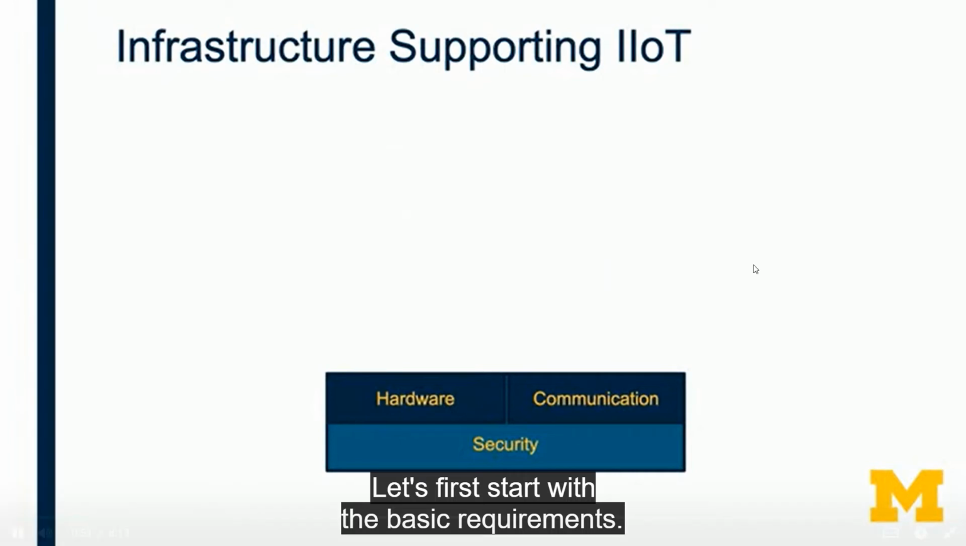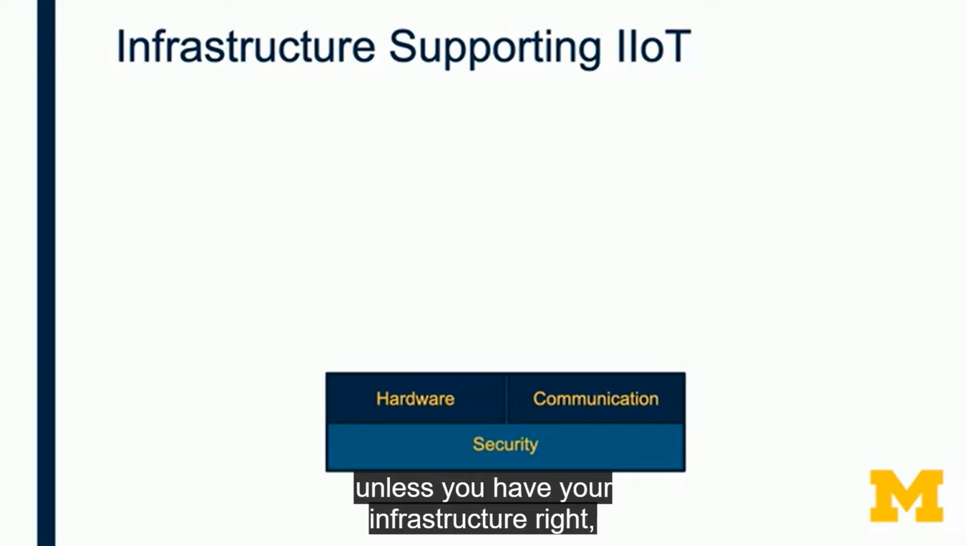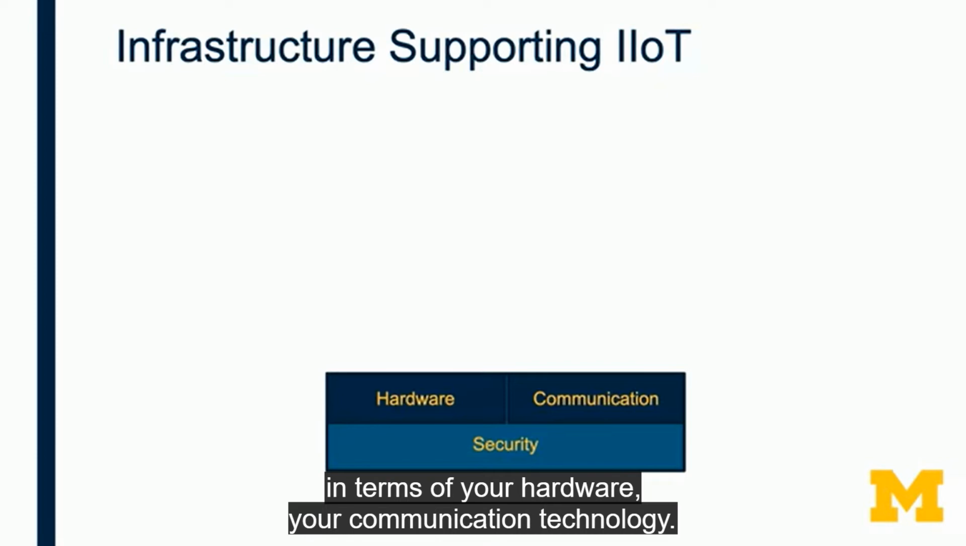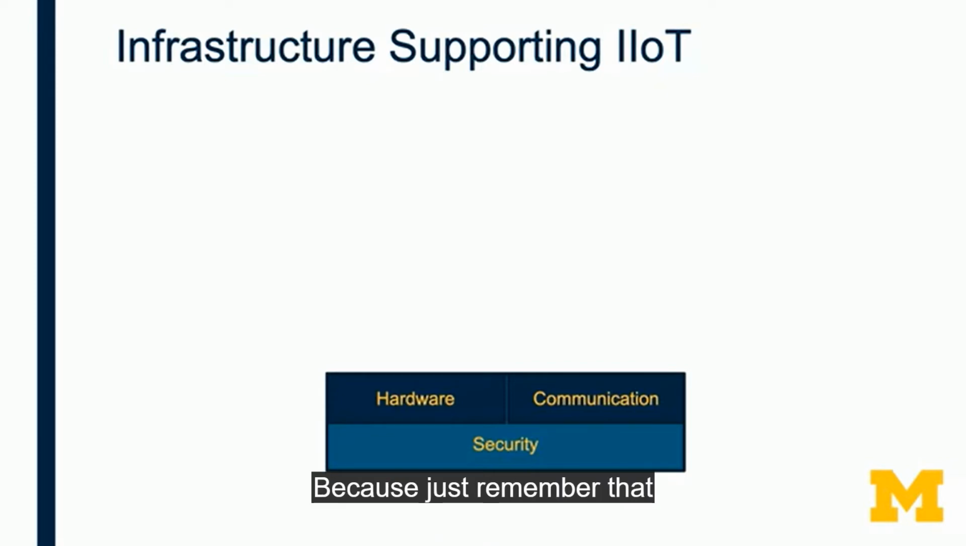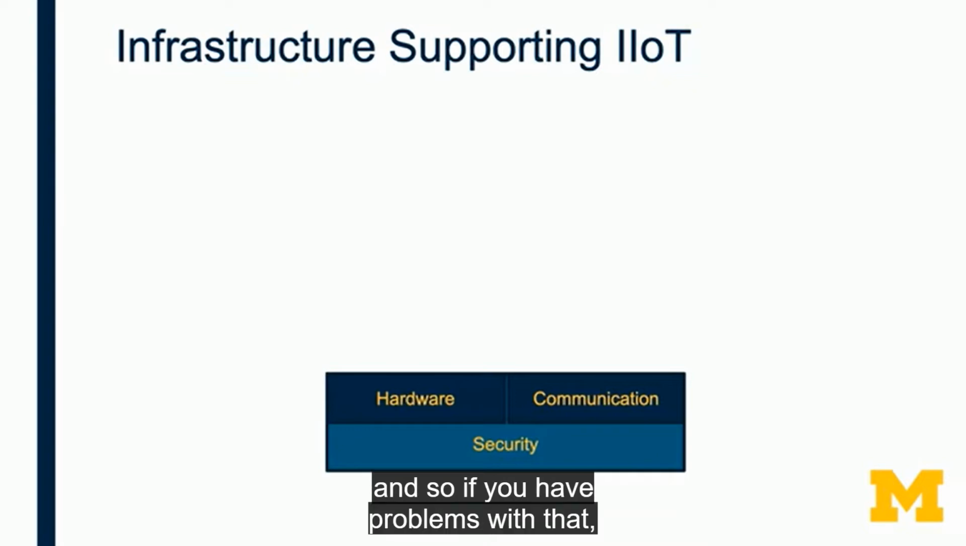You should never think about any IoT or IIoT applications unless you have your infrastructure right in terms of your hardware and your communication technology. Just remember that all these applications that we talked about, the examples we used, they all rely on a good communication network that is high speed and has good latency. If you have problems with that, these applications are going to fall apart. So it's important to have the right hardware and a good communication network.